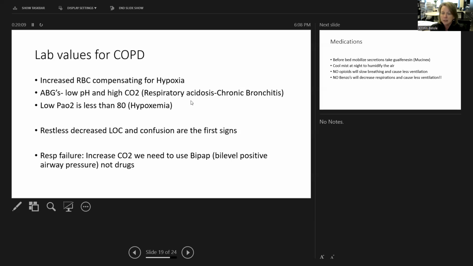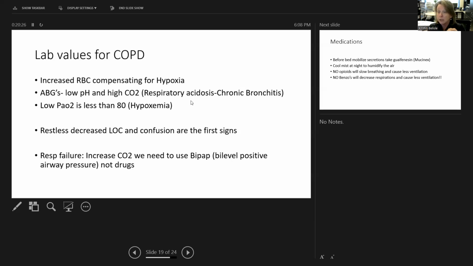It's not going to fix it. Just offloading fluid off of a blue bloater is not going to fix the problem. The CO2 has them go into a respiratory acidosis. They're severely hypoxic and severely hypercapnic. And that's our blue bloaters.